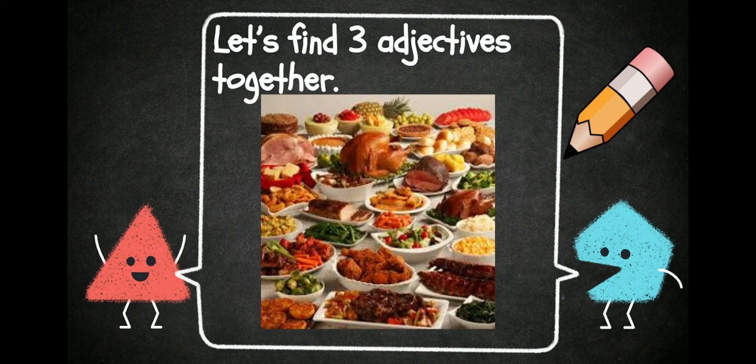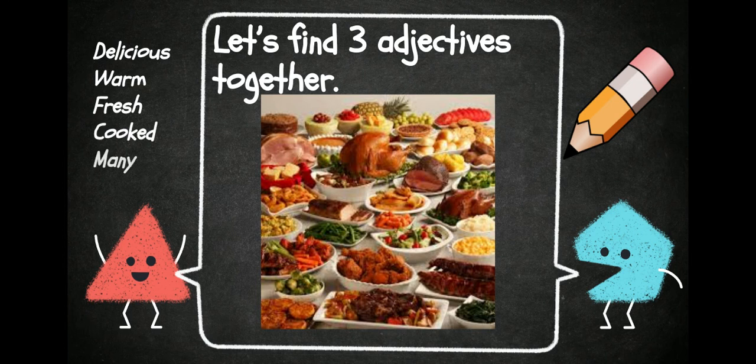Those are great adjectives, and I agree with them. Some of the examples that I wrote are delicious, warm, fresh, cooked, and many, because there are many dishes here. Wow, now I'm hungry, and hungry is an adjective that can be used to describe me.